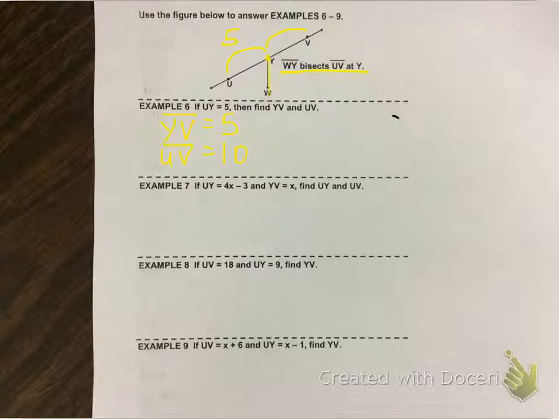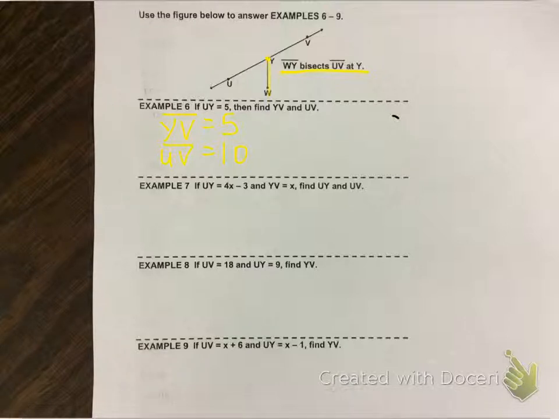Now on number 7, we won't need the same information anymore. We can get rid of that part of it. It doesn't change the fact that Y is the midpoint of line segment UV. So example 7 says UY is 4x minus 3. So always go and label, or if you need to redraw the image each time, you can.